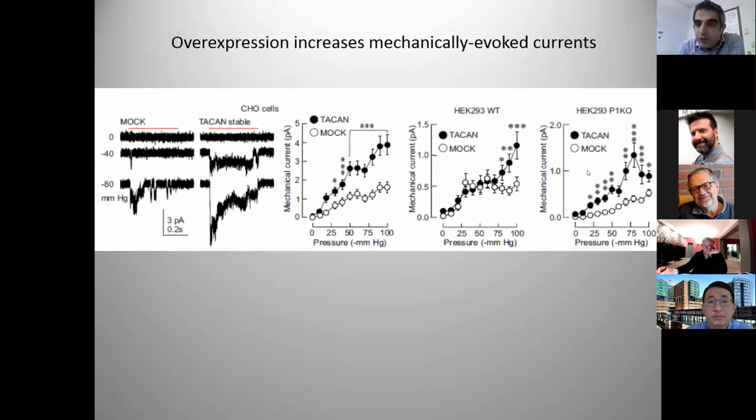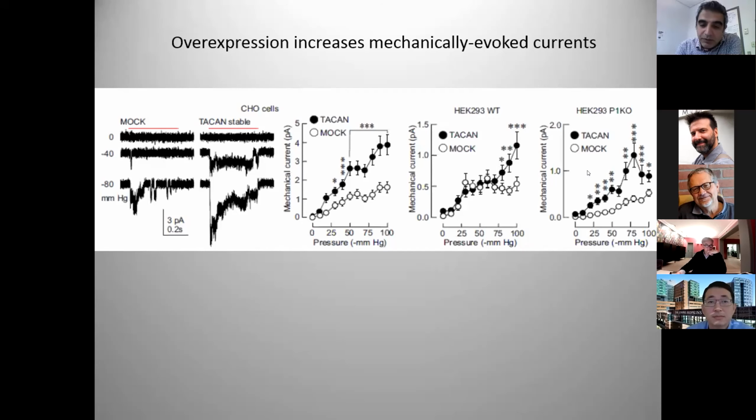And the group of Ardem Patapoutian had determined that the main mechanosensitive channel in HEK 293 cells is Piezo1, and they generated a Piezo1 knockout cell line. So we took those cells and introduced TACAN in them, and we're able to see that, once again, presence of TACAN significantly increases mechanically evoked currents. Now, these are all in cell-attached recordings.